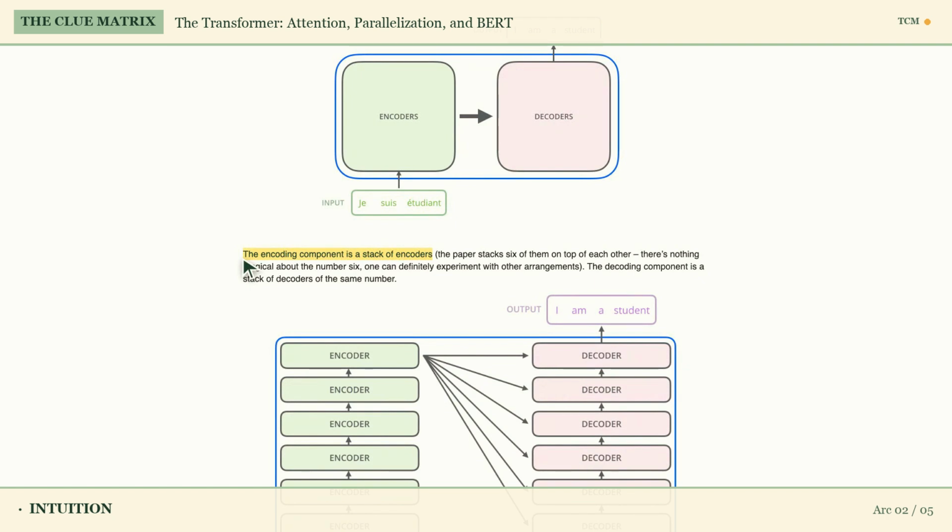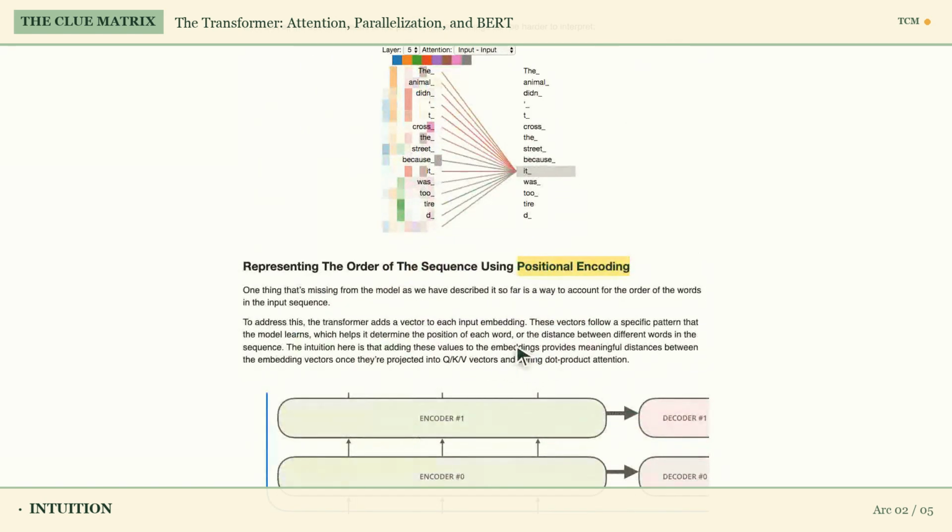But wait, if we're processing everything in parallel and ditching recurrence, how does the transformer know the order of words? Dog bites man and man bites dog have the same words but very different meanings. Right. Traditional models relied on sequence. Without it, how is order preserved?